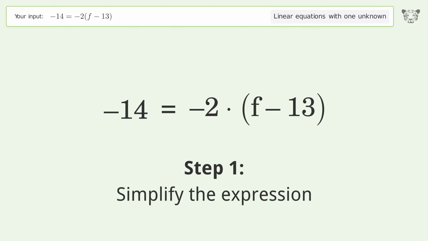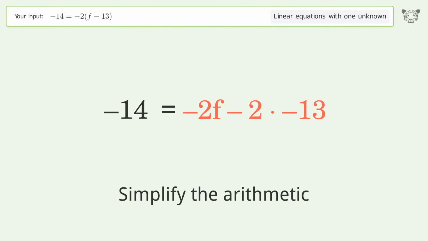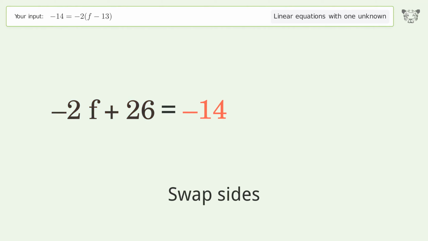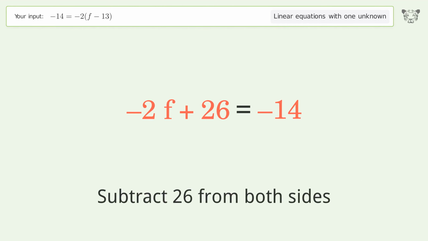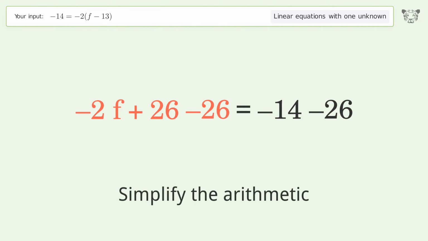Simplify the expression. Expand the parentheses. Simplify the arithmetic. Swap sides. Group all constants on the right side of the equation. Subtract 26 from both sides. Simplify the arithmetic.